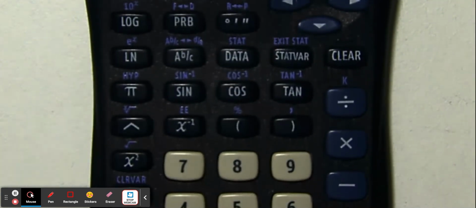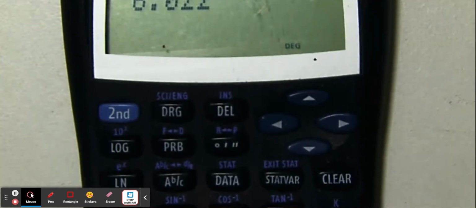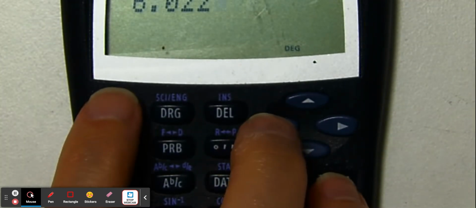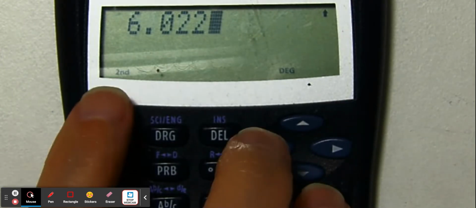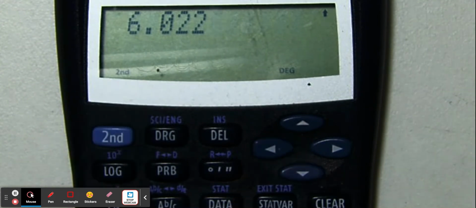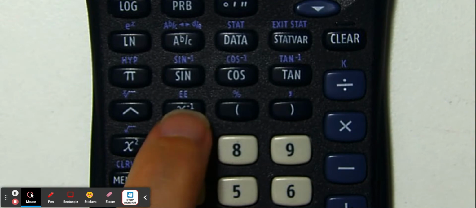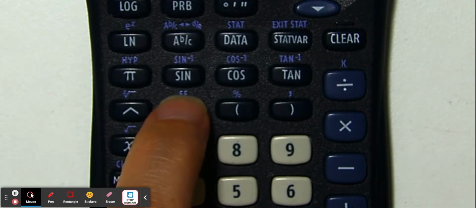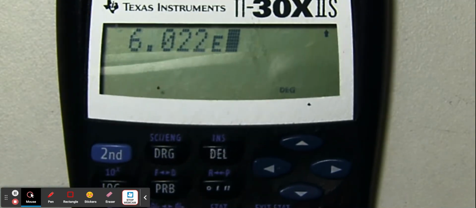What I'm going to use instead is the EE button. So I'm going to hit the second function, and notice that on this calculator, second comes up, so you know you're in the second function. And then I'm going to hit EE. I'm going to press on that button, and then notice what comes up. I get an E here.